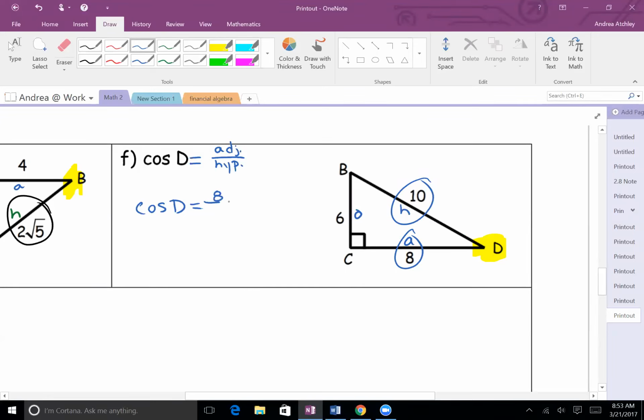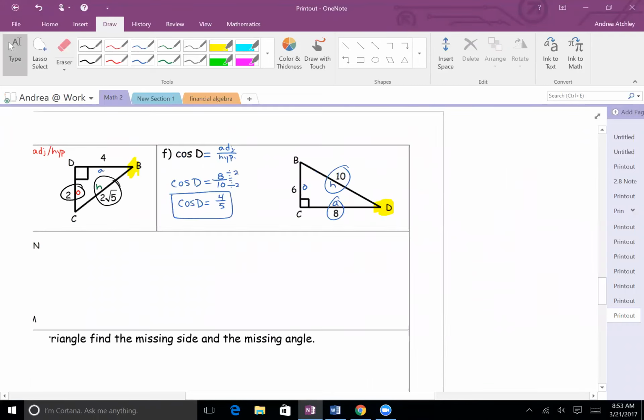So 8 over 10. I'm going to reduce that by 2, divide them both by 2. And I'm going to get the cosine of D equals 4 over 5. Any questions over that? Okay. Next one.